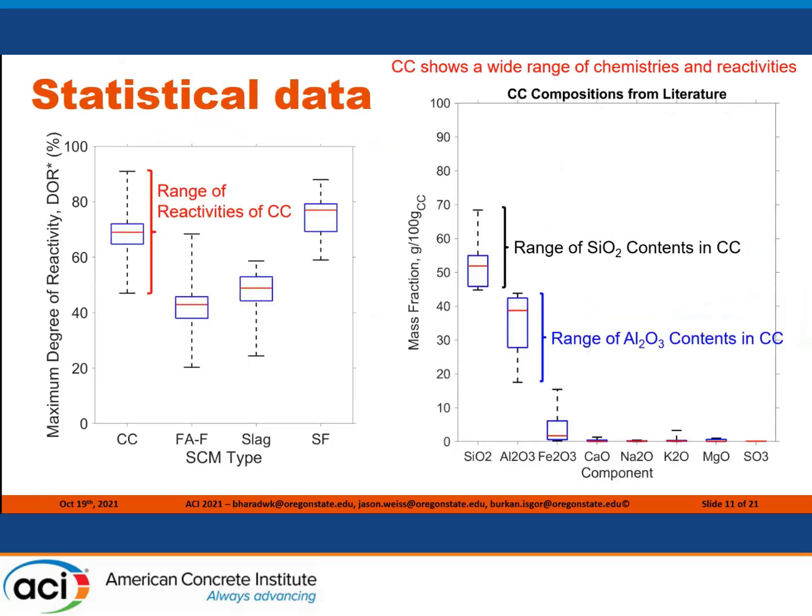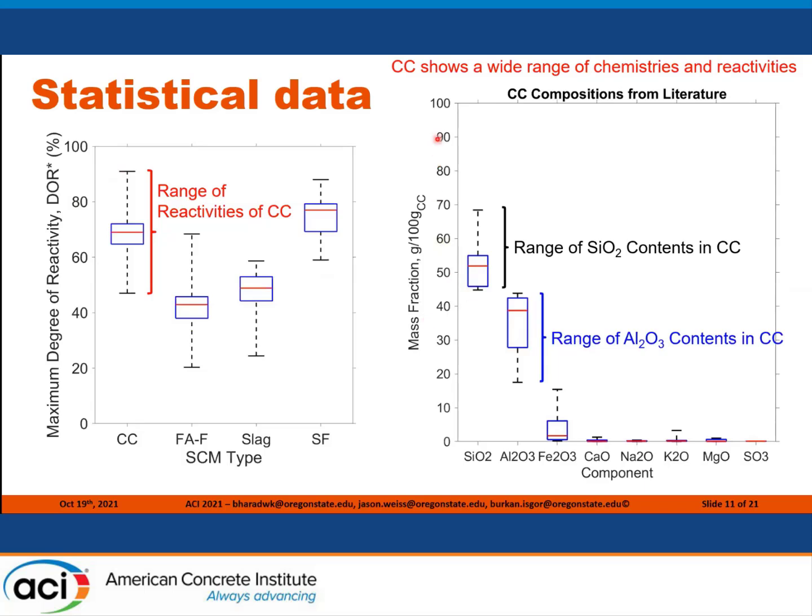So these slides show the statistical data obtained from the literature for reactivity and composition. On the left are box plots of reactivities of calcined clays, as well as some other conventional SCMs. In general, the calcined clays have a higher reactivity than other conventional SCMs like fly ash or slag, but they do show a wide range of reactivities ranging from 45 to almost 95%.